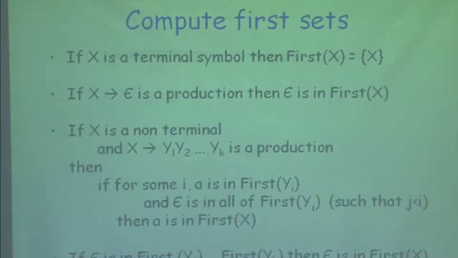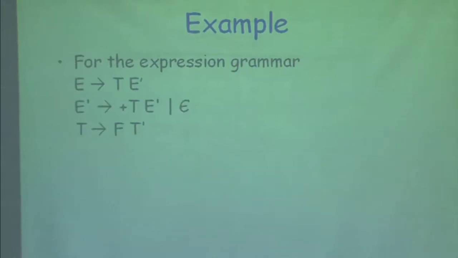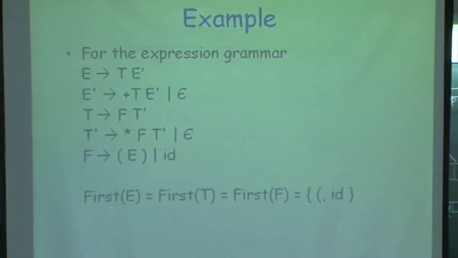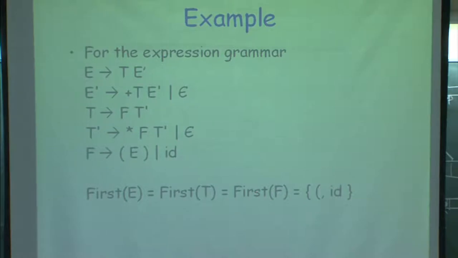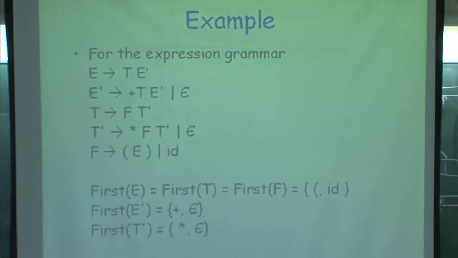Okay, so this is what we did in the computation of first sets, and this is what I just computed, that first of E, T and F is left parenthesis and ID, and first of E prime and first of T prime are these sets.